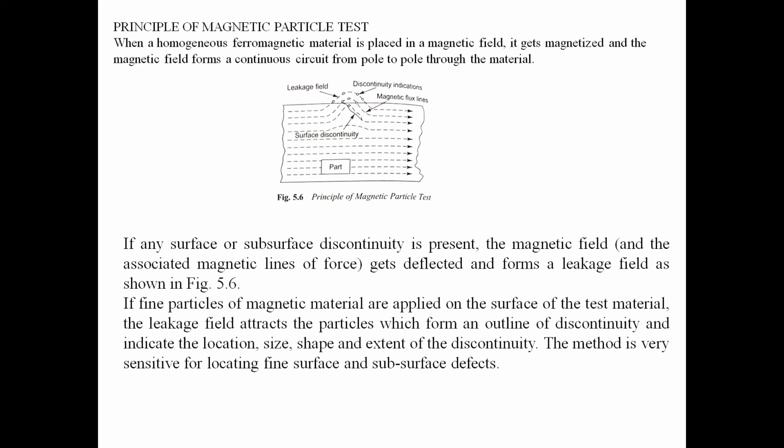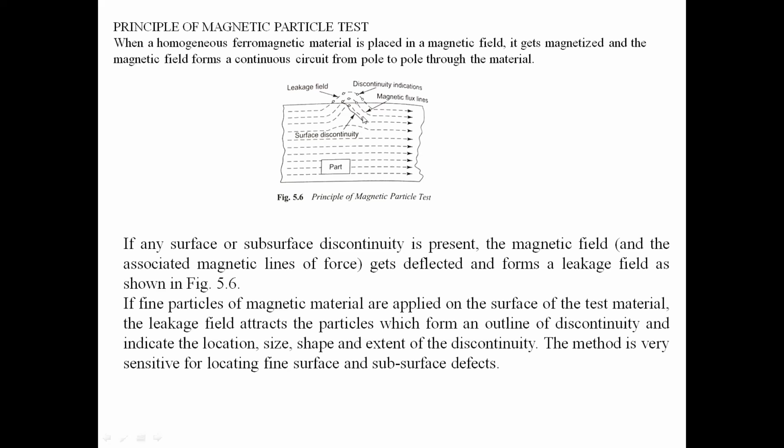Next we see the principle, first the principle of the magnetic particle test. I already explained it, but once again I will repeat the principle. First we have to magnetize the material, meaning we convert the material into a magnet by using some current. Then magnetic lines are produced, moving parallel to the surface of the component.